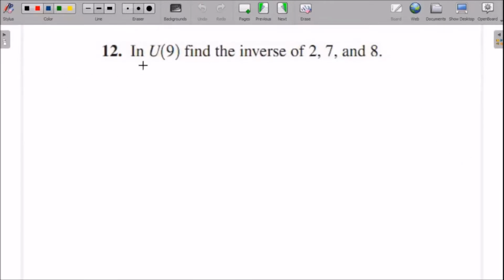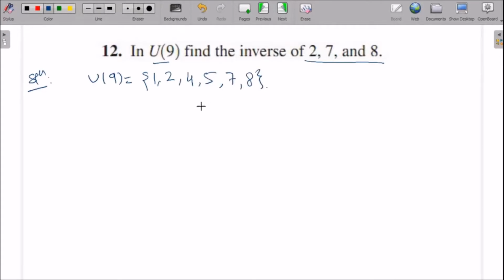Question number 12. In U9, we need to find the inverse of the elements 2, 7 and 8. Solution: recall that U9 has the elements less than 9 and relatively prime to 9. So 1, then 2, then 4, then 5, then 7, then 8. These are the elements in U9, and of course the operation is multiplication modulo 9. So let us make a Cayley table.